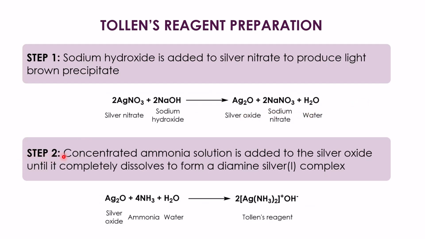The second step is that concentrated ammonium solution is added to the silver oxide until it completely dissolves to form a diamminesilver ion complex. So this is the Tollens' reagent, which is also a diamminesilver ion complex.